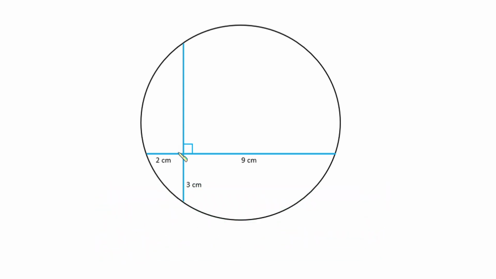Now let's get started. First, let's call this point A, this point B, this point C, then we have D, and lastly E. The distance from A to B is 2 centimeters. The distance from B to C is 9 centimeters. Then the distance from B to E is 3 centimeters, but we don't know the distance from B to D. So let's represent this distance by Y. And from the problem, you have to find the radius of the circle, but here is the case, we don't even know the center of the circle. So how do we solve this problem?